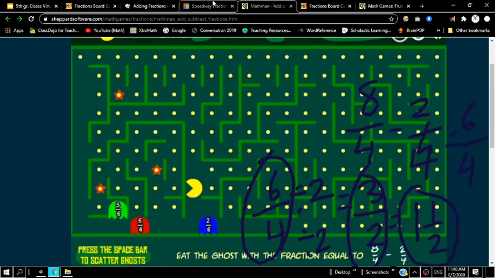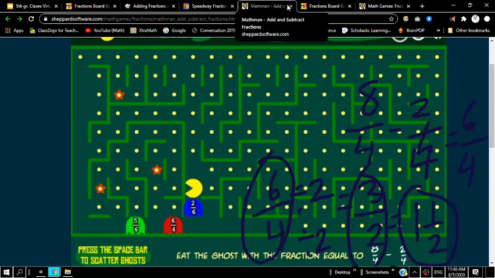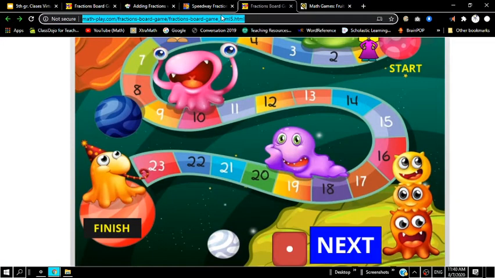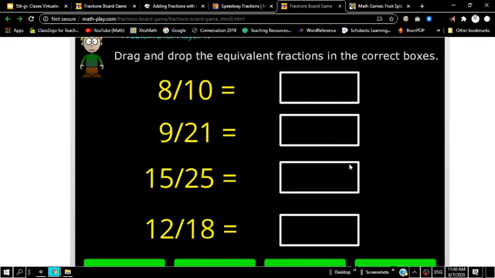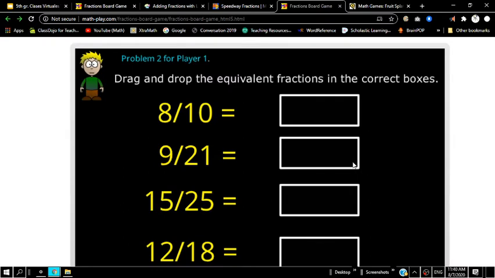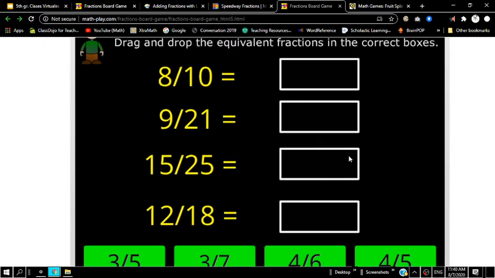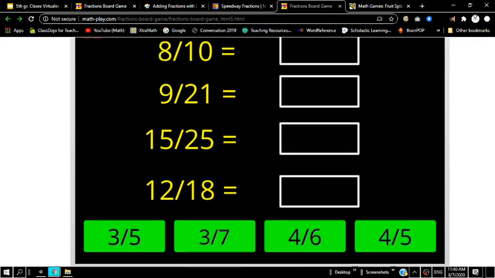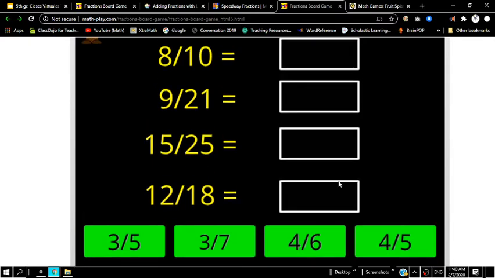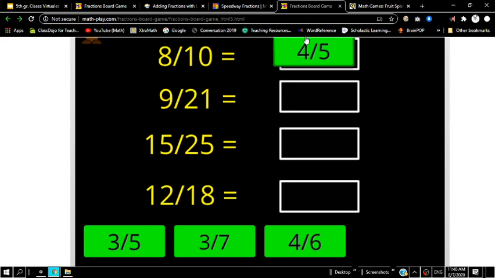Okay? Let's do another problem, another game. All right, I'm going to show you another game which is called Fraction Board Game. This fraction board game wants you to drag and drop the equivalent fractions into the correct box. Well, I know that 8/10 is the same thing as 4/5 because I can divide both the numerator and the denominator by 2. So we have 4/5 is the same as 8/10.